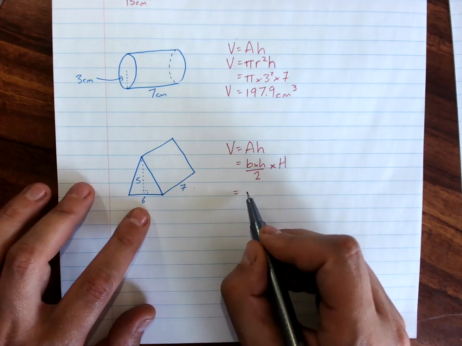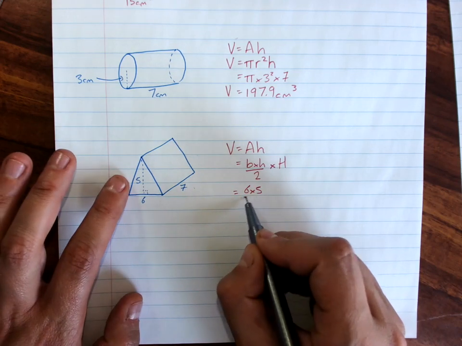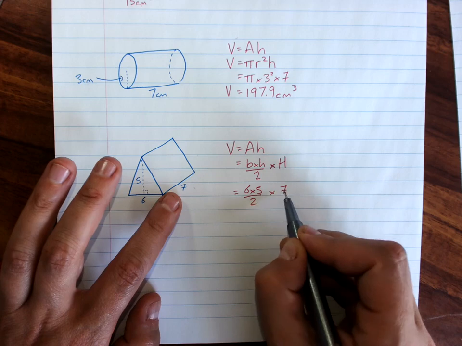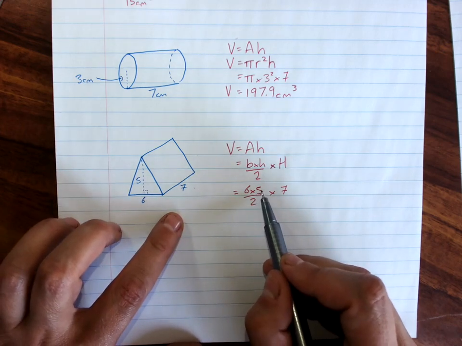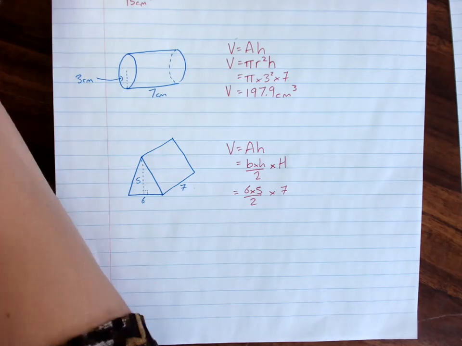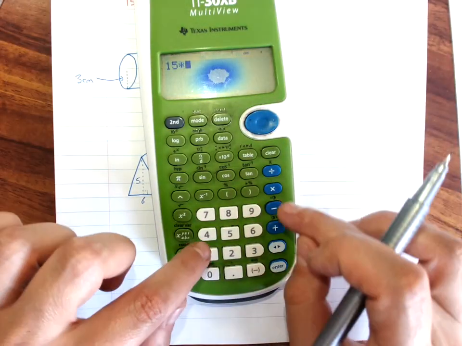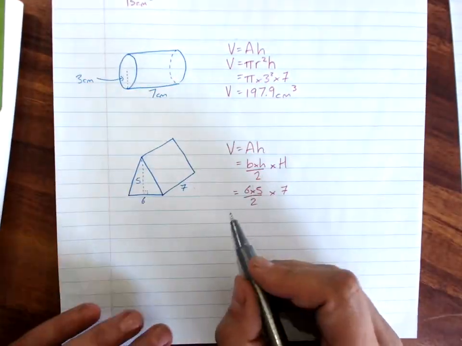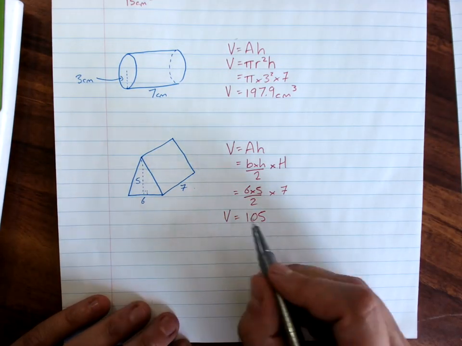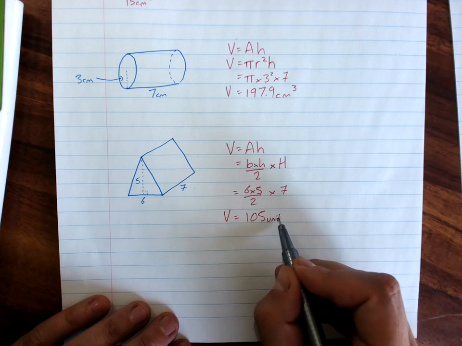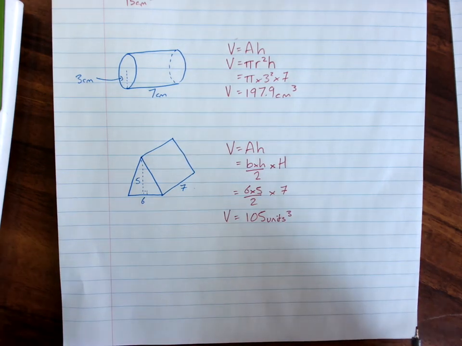Substitute in your values. 6 times 5 over 2 times 7. So 6 times 5 is 30, divided by 2 is 15. 15 times 7, 105. So the volume of this shape is 105. Now they didn't give us units, so we just say units cubed.